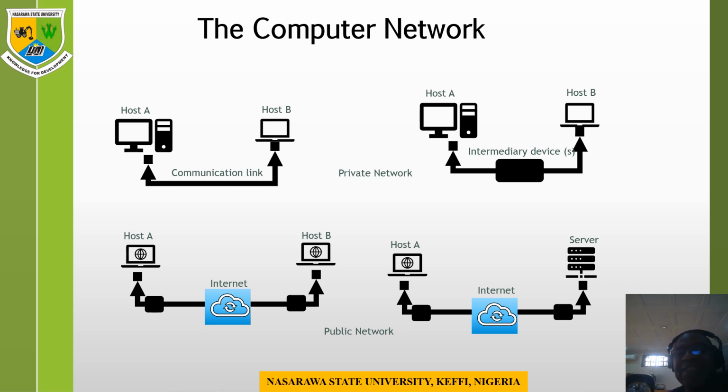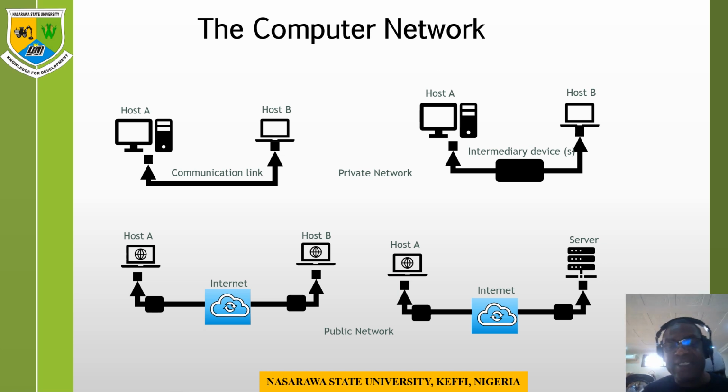Another way of looking at a computer network is also a network that is connected through intermediaries, like a router and a switch. So they can also form a network. However, there is the possibility of having a public network. This is where the internet infrastructure comes in, whereby host B and host A are not in the same domain. So there are systems in different domains that are only linked up by the internet.